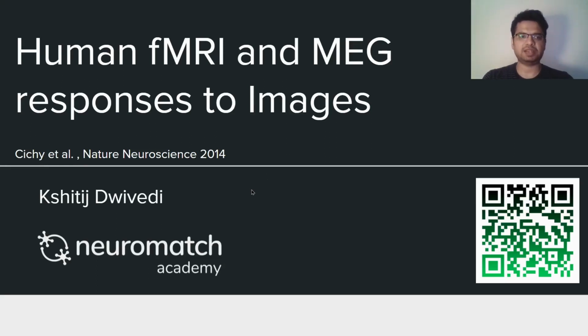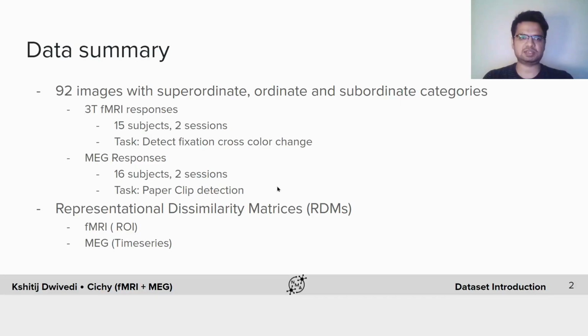Hi, my name is Kshitij Dwivedi and today I am going to describe the KIHI 2014 dataset, which contains human fMRI and MEG responses to images. Please scan this QR code to read the paper and learn more details.